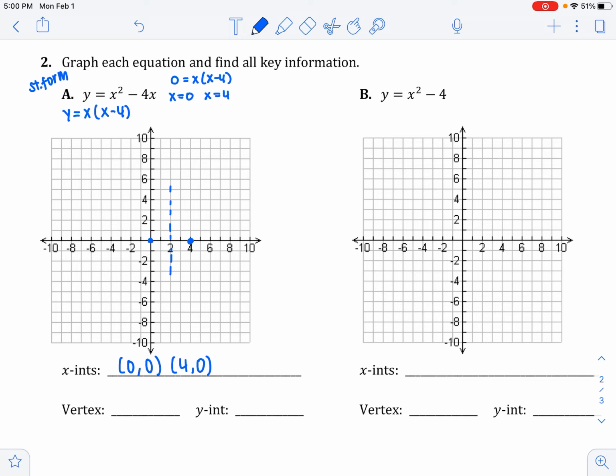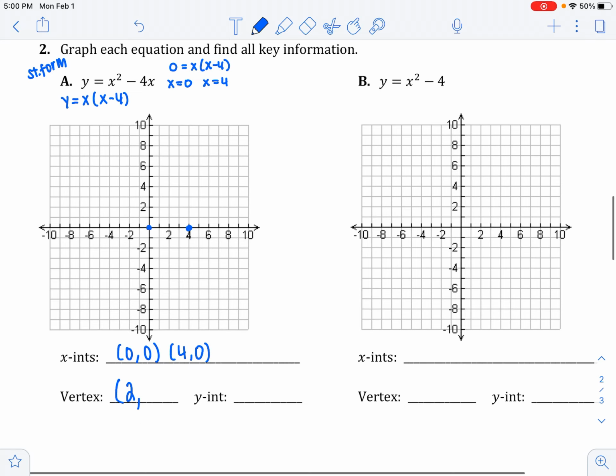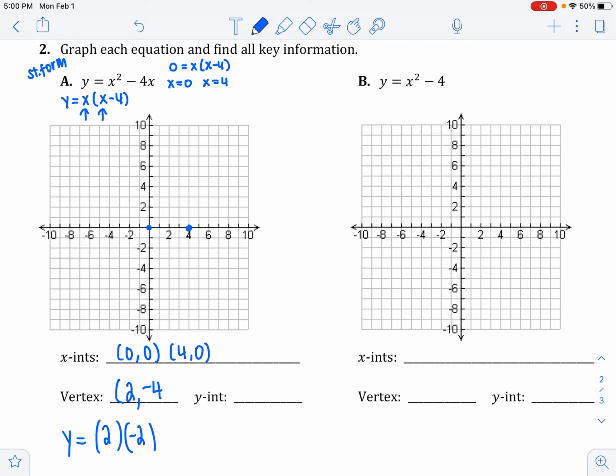Now I need my vertex. The number directly in between these two is 2. So I know it's 2 comma something, because it has to be symmetric and your vertex is right in the middle. Now I need the Y value, so I'm going to do Y equals, and I like to do 2 sets of parentheses because I'm going to plug it in here and here. If I plug in 2 in the first X, I just get 2. The second one, I get negative 2. 2 times negative 2 is negative 4. So I have (2, -4).